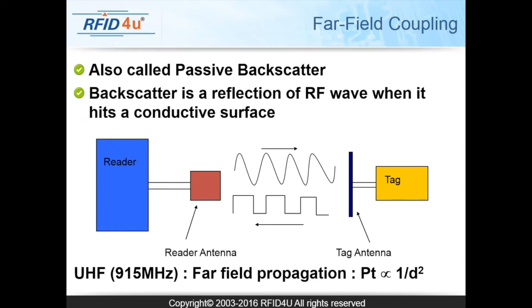So now the reader can send commands to the tag, and the tag can respond with the data, either writing the data or responding back and reading the data from the tag. And that's called passive backscatter.